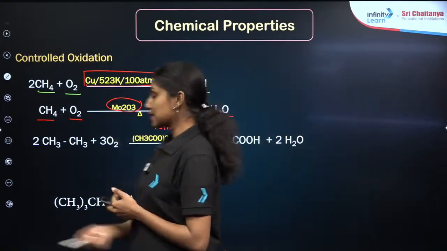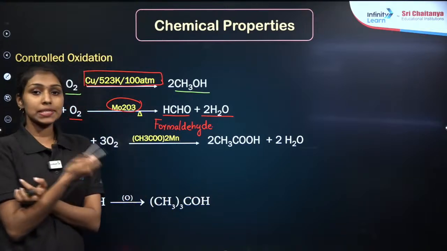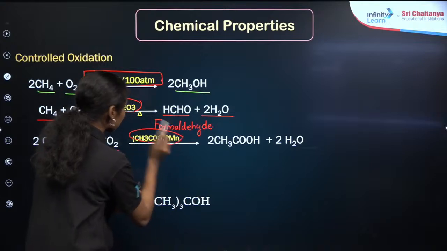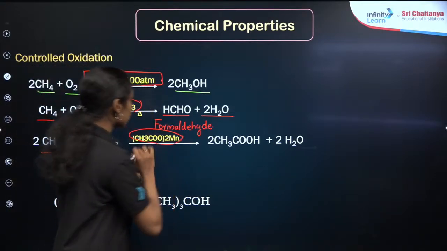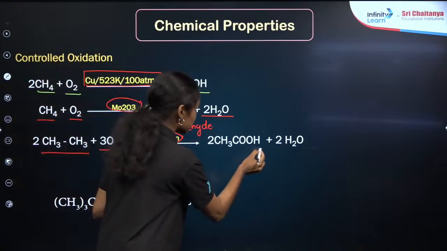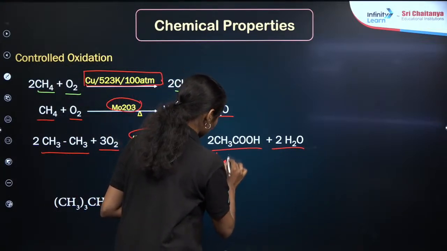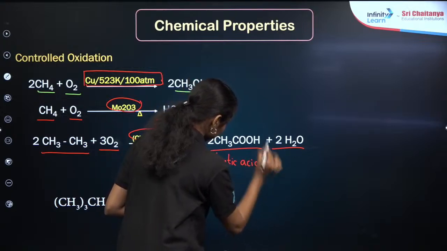And this is another case. If I am taking ethane molecule and doing the combustion or the oxidation using manganese acetate as my catalyst or the reagent here, I will get the product as CH3COOH, that is acetic acid, plus water.